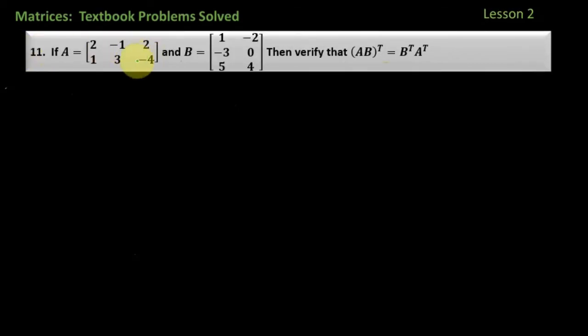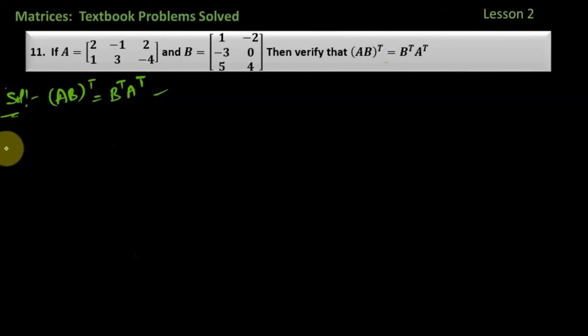Now we'll do the next problem based on transpose itself, but also here we'll be doing multiplication, right? So problem number 11, here also they gave two matrices. Okay, now he is asking us to verify whether AB whole transpose is equal to B transpose A transpose. This is also an important identity, you should remember this. AB whole transpose will be equal to B transpose into A transpose.